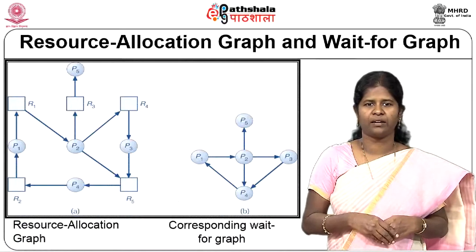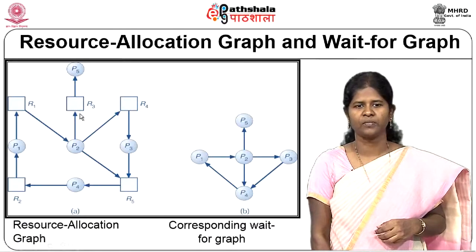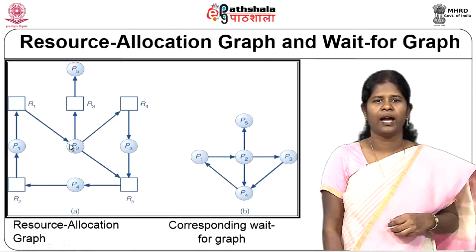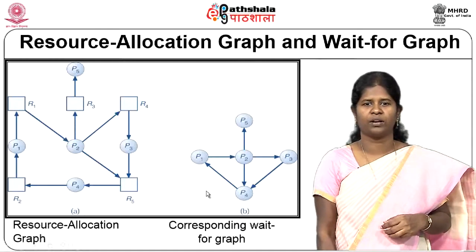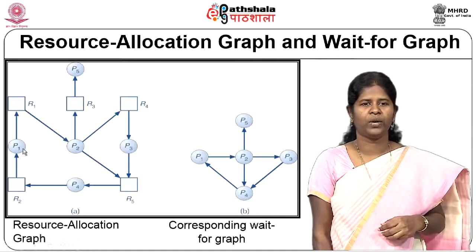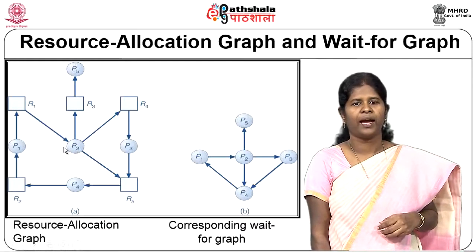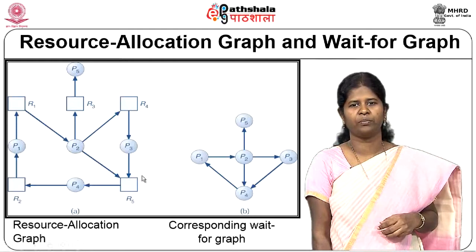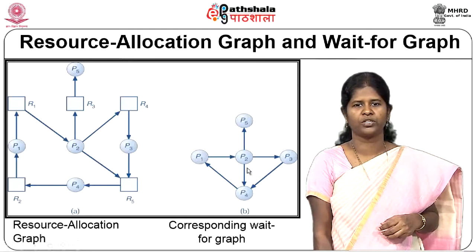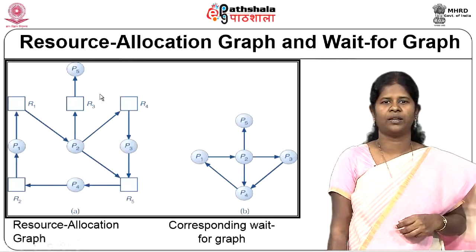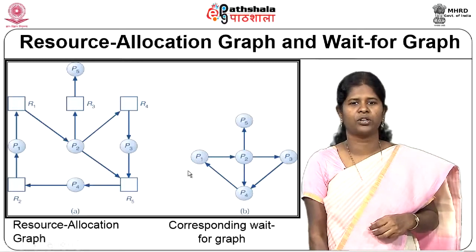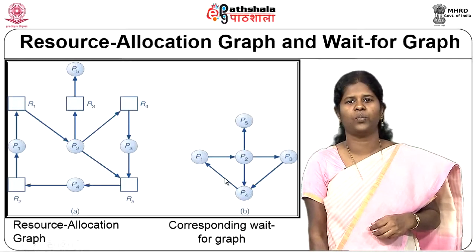Look at this diagram. Here you can see a resource allocation graph and the corresponding wait-for graph. For example, say P1 is waiting for resource R1 that is held by process P2, and now you have an edge directly from P1 to P2. Very similarly for the other processes as well. So, this is the wait-for graph.